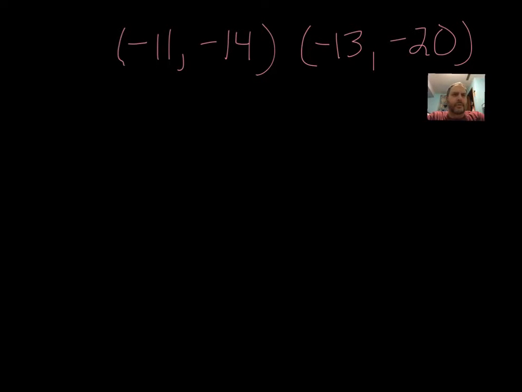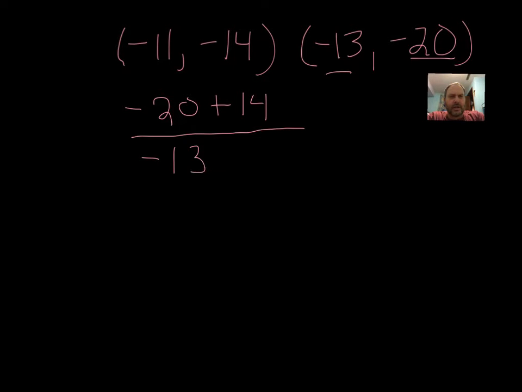So here we go with our first problem. I am going to take the negative 20 minus 14. So that's going to turn into plus 14. Those are my two y coordinates. I started with this one here. Remember to put in your fraction bar. I'll start with this x coordinate. So now I have minus 13 minus 11, so that turns into plus 11.